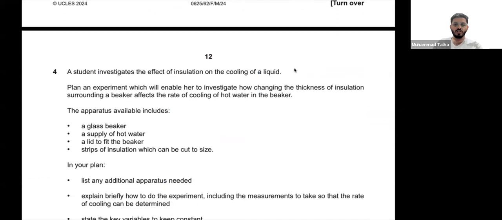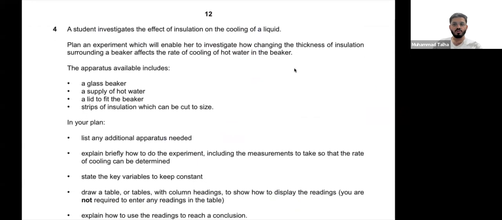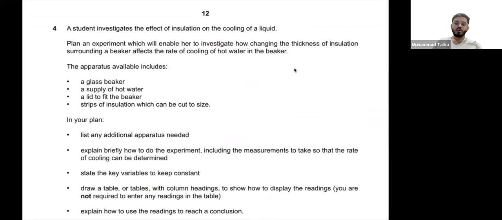All right, last question. Again, I'm pretty sure we have had a question very similar to this previously. A student investigates the effect of insulation on the cooling of a liquid. Plan an experiment which will enable her to investigate how changing the thickness of insulation surrounding a beaker affects the rate of cooling of hot water in the beaker. Apparatus includes glass beaker, supply of hot water, a lid on the beaker, and strips of insulation which you can cut according to your preference. In your plan, list any additional apparatus needed.